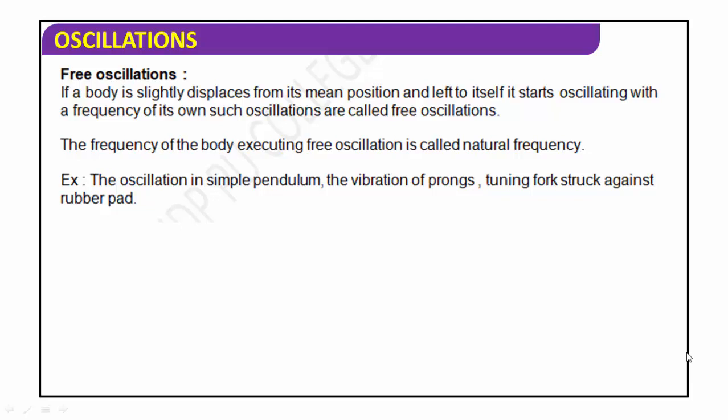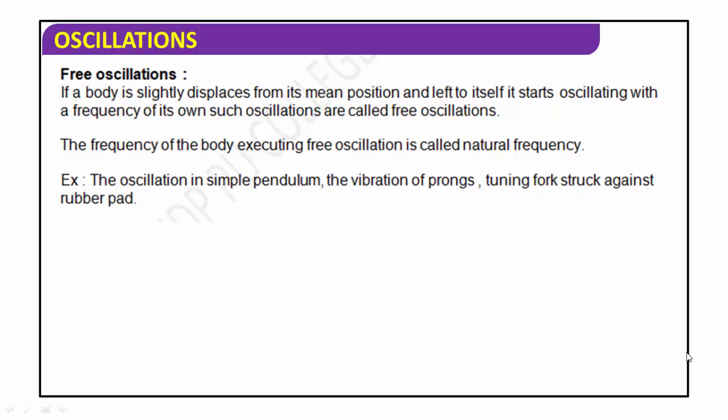In this class, I am going to discuss the different kinds of oscillations: free oscillations, damped oscillations, undamped oscillations, forced oscillations, and resonant oscillations and the resonance conditions. These are the different types of oscillations, and this is the last bit of your topic. Oscillation means a to-and-fro motion or back-and-forth motion about its mean position.